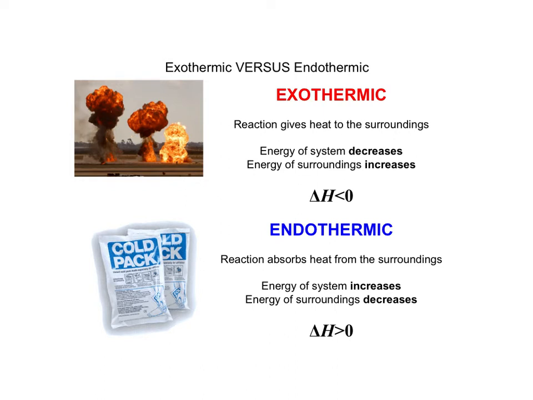Okay, so we've mentioned this before, and then we promptly left it. So we talked about exothermic and endothermic reactions. Well, processes. And now we're going to apply this to reactions. So an exothermic reaction is one that gives heat to the surroundings. So the energy of the system decreases and the energy of the surroundings increases. In these exothermic reactions, delta H is less than 0.